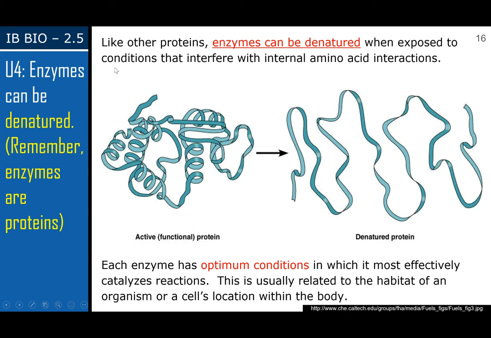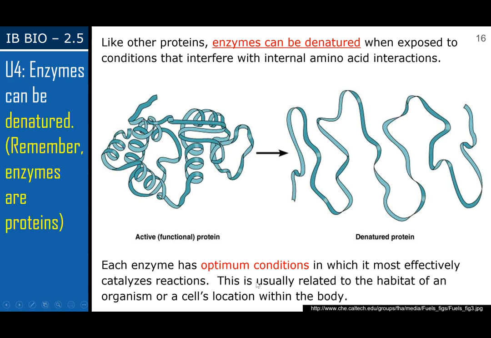Just like we talked about last time, enzymes can be denatured when they're exposed to conditions that interfere with their primary, secondary, tertiary, or quaternary structure. They probably don't mess with their primary structure that much, actually. It looks like mostly secondary and tertiary, right? So it's messing with its two-dimensional and three-dimensional structure, not the order of the amino acids.